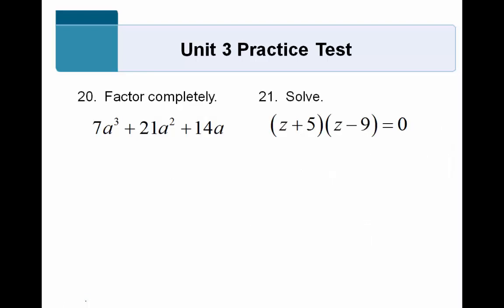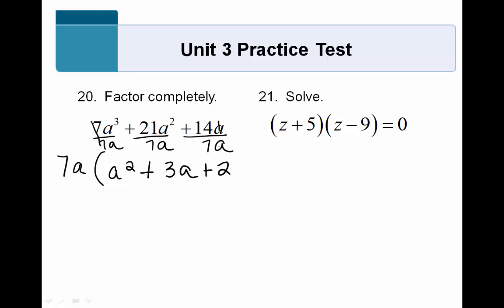Factor completely. It looks like you'll only have 2 factor completely, so that won't be so bad on the test. Alright, so the greatest common factor here, it looks like 7, 21, and 14 have a GCF of 7. However, notice we have an a cubed, an a squared, and an a, so we can also factor out an a. So the greatest common factor is 7a, which will leave us with a squared plus 3a plus 2.